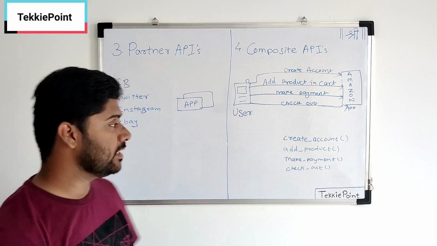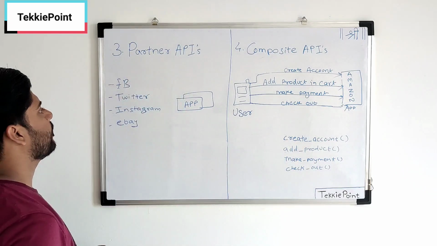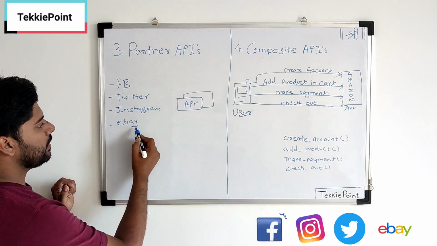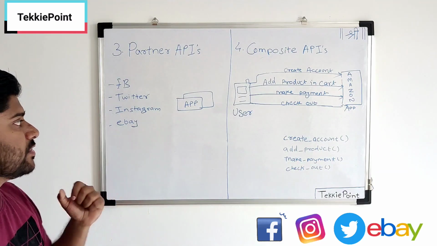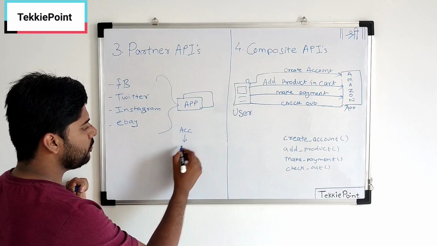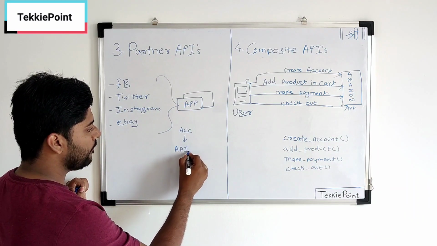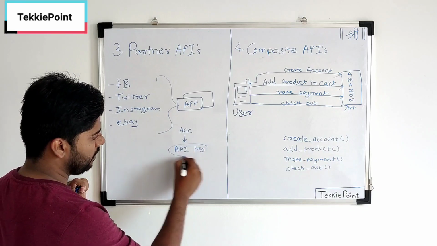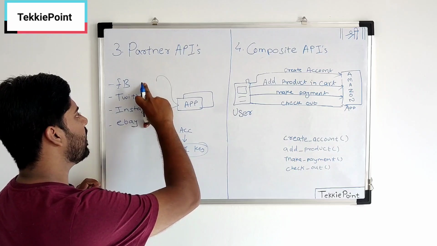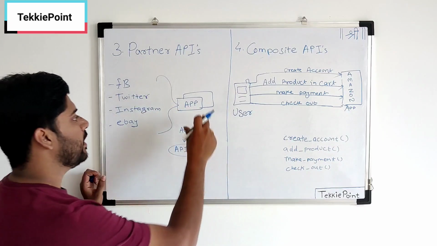Another type of API is the partner API. If you want to integrate Facebook, Twitter, Instagram APIs, like partner APIs, in our application, we can simply create an account and generate an API key. So by using this API key and endpoint, we can integrate these partner APIs or third-party APIs in our application.